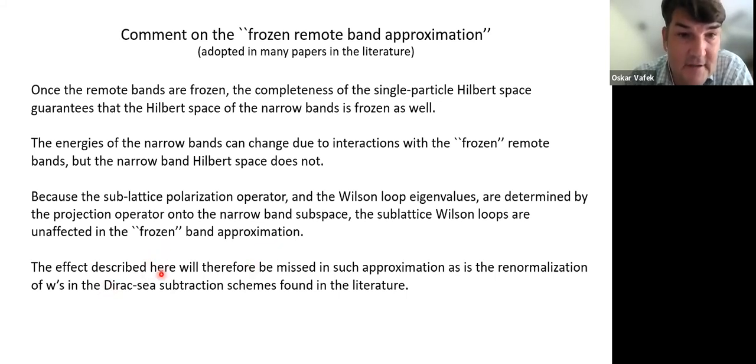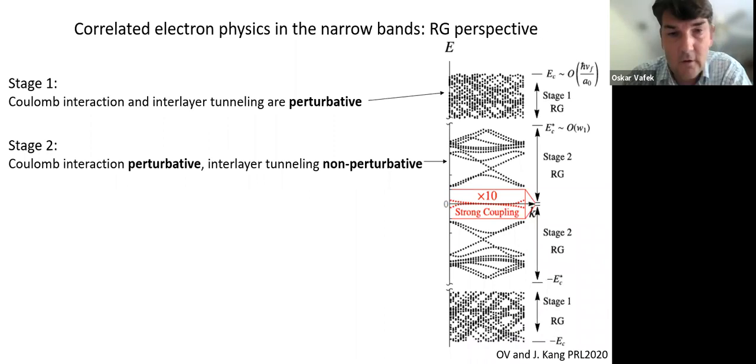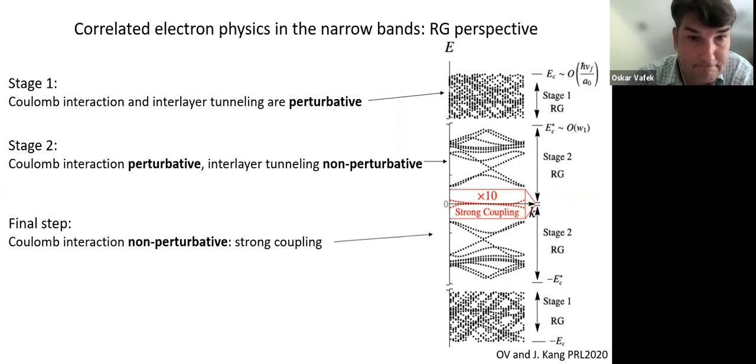In addition, the effect described here will be missed in such an approximation, as would be the realization of W's in the Dirac sea subtraction schemes that you can find in the literature. Okay, so now that we are done with the elimination of the remote bands, we only have the narrow bands. This gives us a systematic way to construct a projection onto the narrow bands, and we can finally think about the problem within the renormalized narrow bands only.